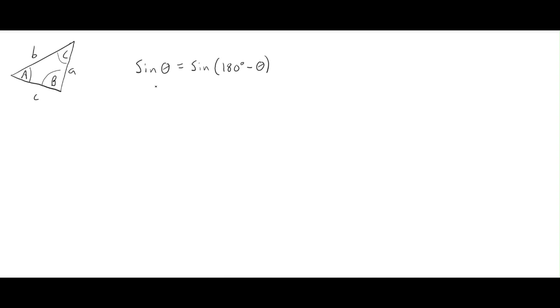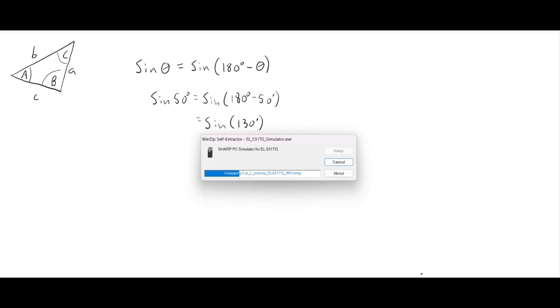Okay, so for example, sine of 50 degrees is going to be the same as sine of 180 degrees minus 50 degrees, which is sine 130 degrees. So sine 50 equals sine 130. That's just the way sine works. I could do a whole thing about unit circles for you if you're interested in that sometime.